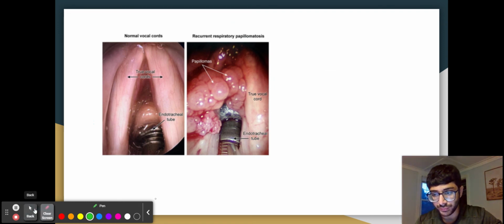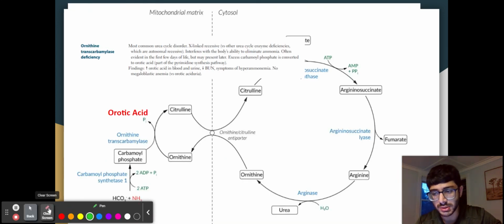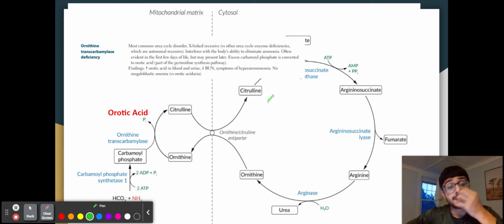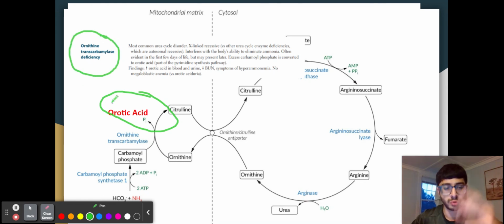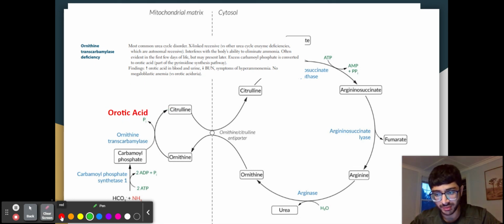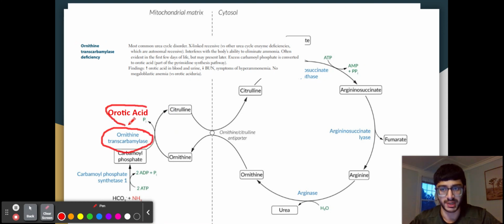Okay, next. This is going to suck, but you've got to know this if you want to be cool. The thing is orotic acid. There are two instances in medicine where you're going to have high orotic acid in the urine: ornithine transcarbamylase deficiency and hereditary orotic aciduria. Ornithine transcarbamylase deficiency, if you remember from biochem, is the enzyme right here. It's turning carbamoyl phosphate into citrulline.